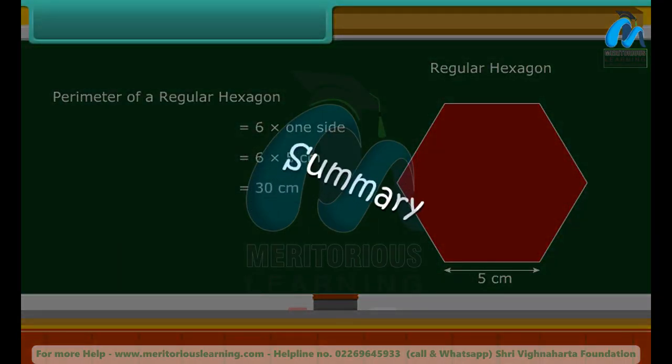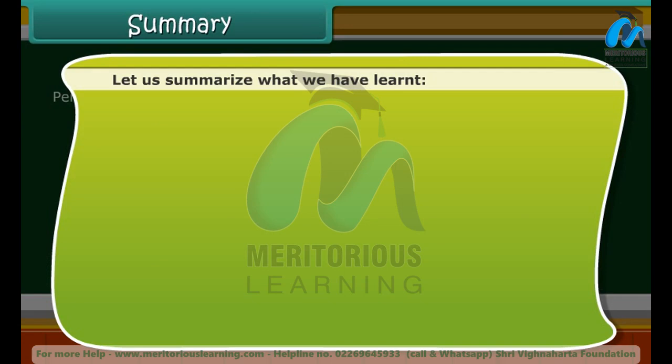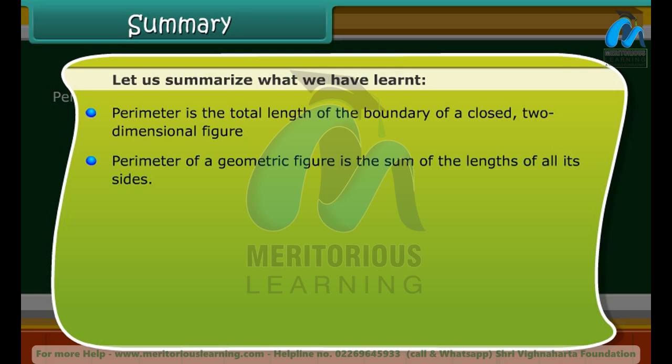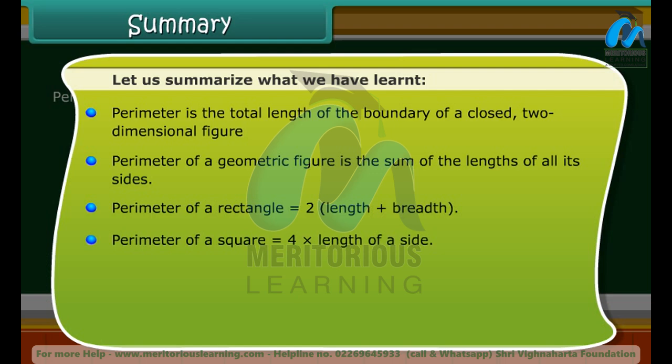Summary. Let us summarize what we have learned. Perimeter is the total length of the boundary of a closed two-dimensional figure. Perimeter of a geometric figure is the sum of the lengths of all sides. Perimeter of a rectangle is equal to 2 into length plus breadth. Perimeter of a square is equal to 4 into length of a side. Perimeter of an equilateral triangle is equal to 3 into length of a side.